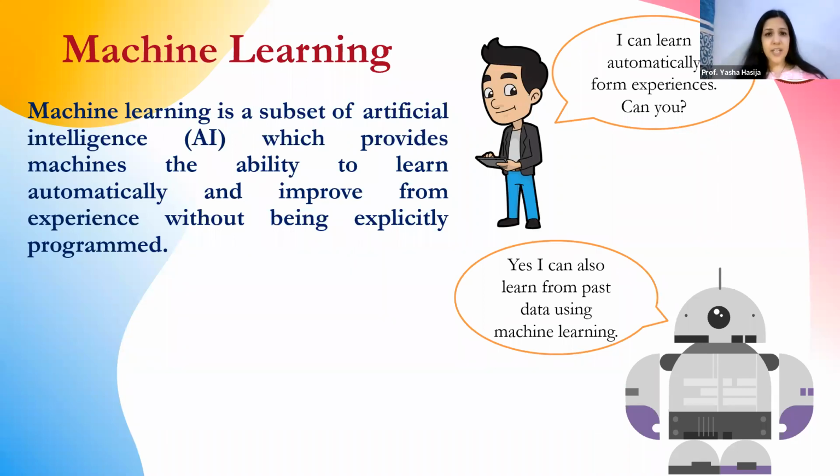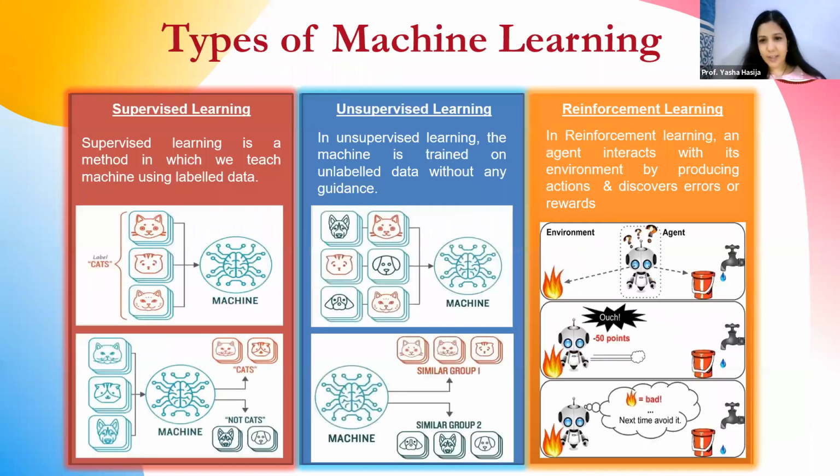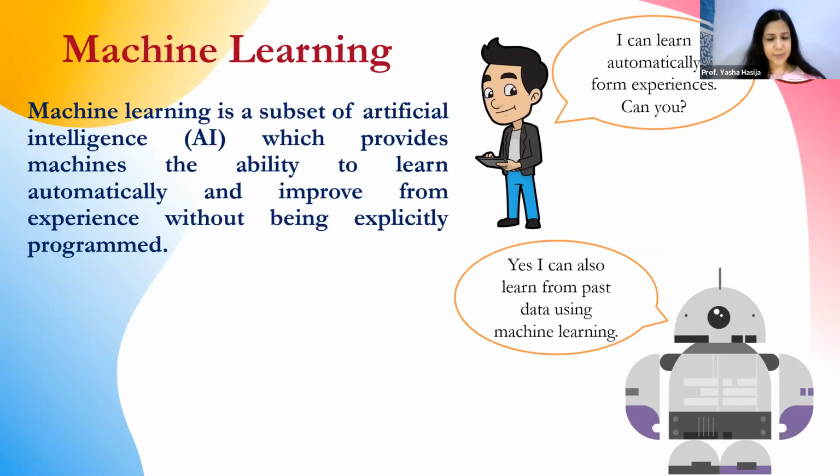So machine learning is a subset of artificial intelligence, which means that this is one of the branches of artificial intelligence, which provides the machines the ability to learn without being explicitly programmed. Now, this somehow awfully sounds like a human, right? So let us consider a small scenario to understand machine learning.